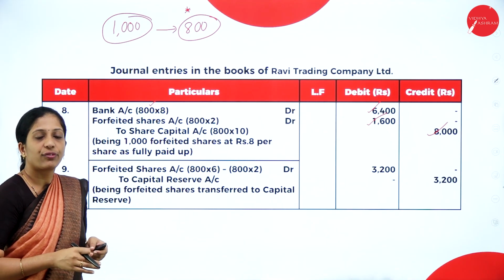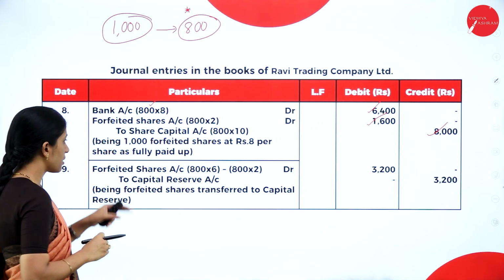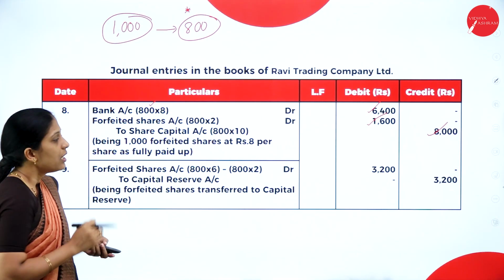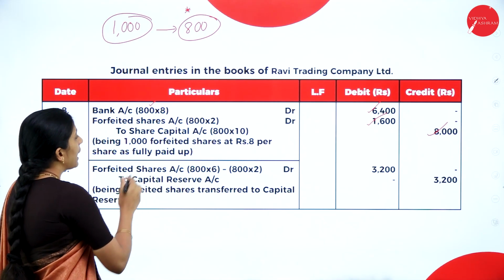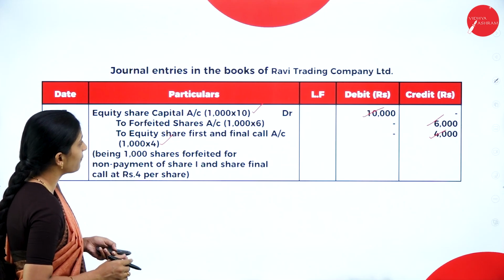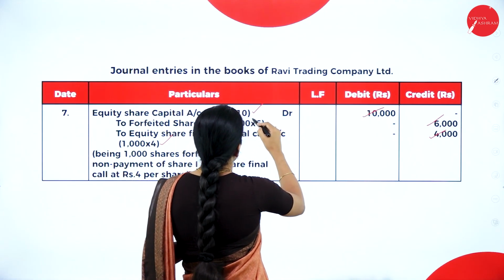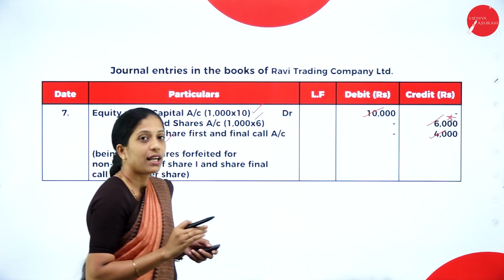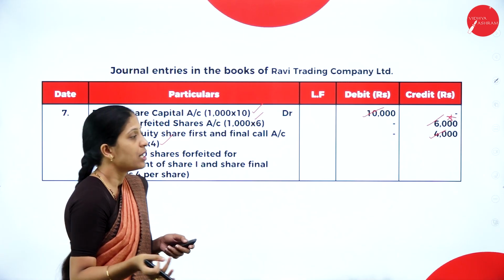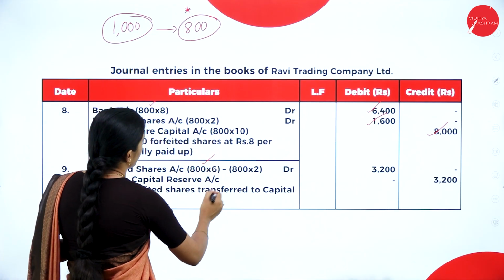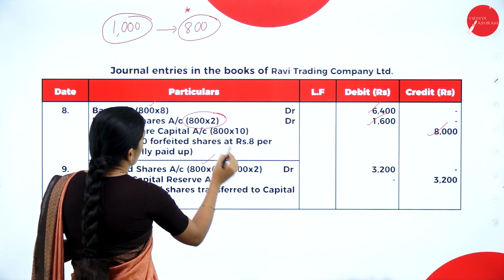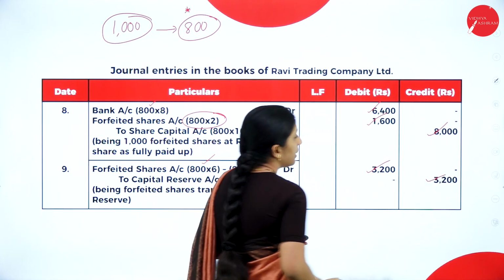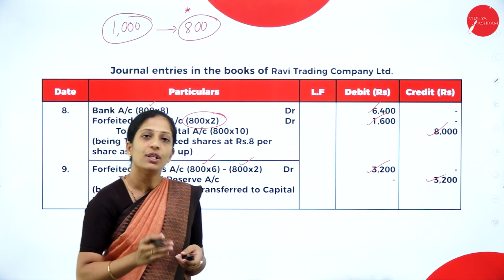Now your last entry is for transfer of forfeited shares to capital reserve. Your entry remains same, forfeited shares account debit to capital reserve account. Now how do you take the amount here? So 800 into 6, you will not take this difference amount. Here it is 1000 into 6, you will not take this 6,000. Why? Because here only 800 shares they have reissued. So how much you will take? 800 into 6 minus this 800 into 2. Okay, so your balance amount will be 3,200. Narration: being forfeited shares transferred to capital reserve.